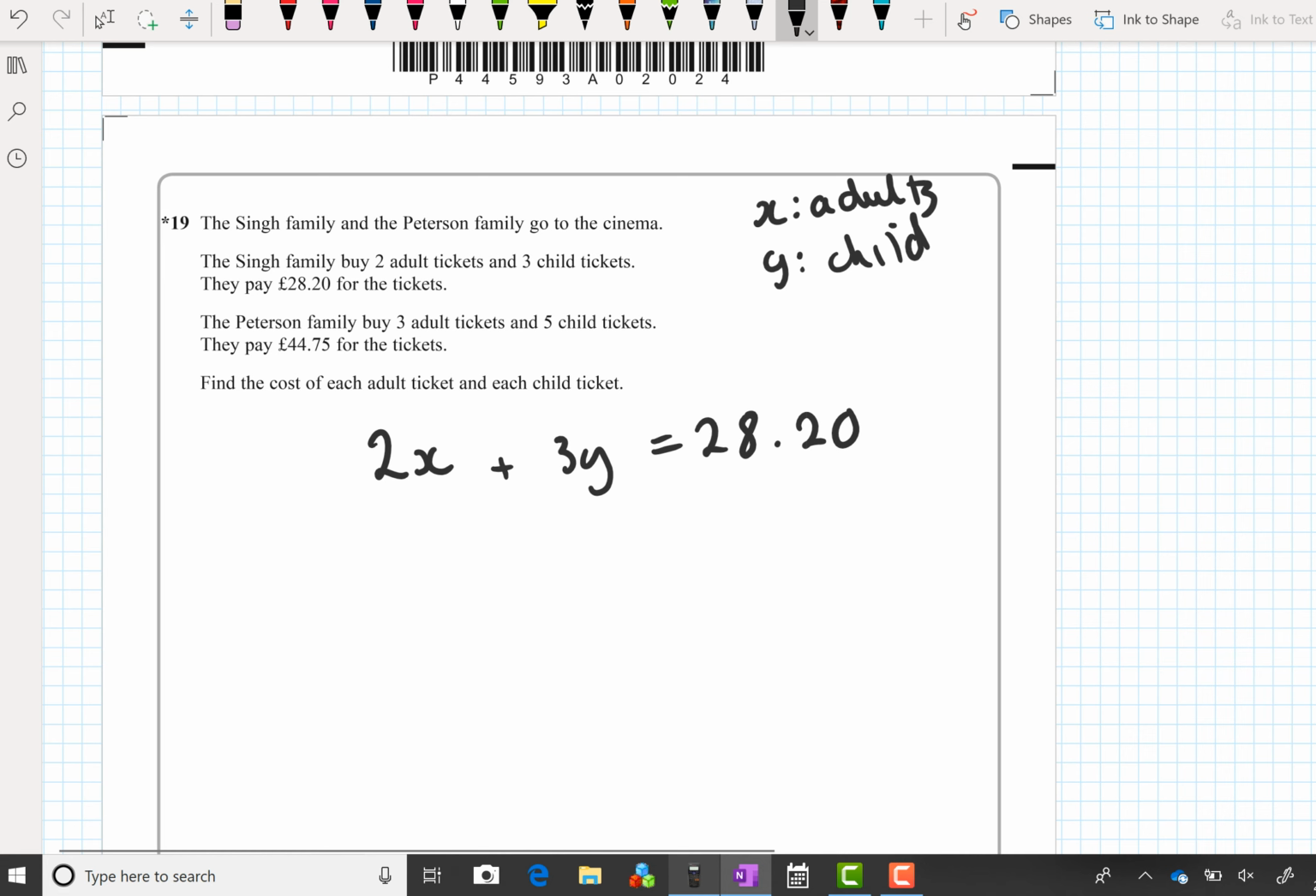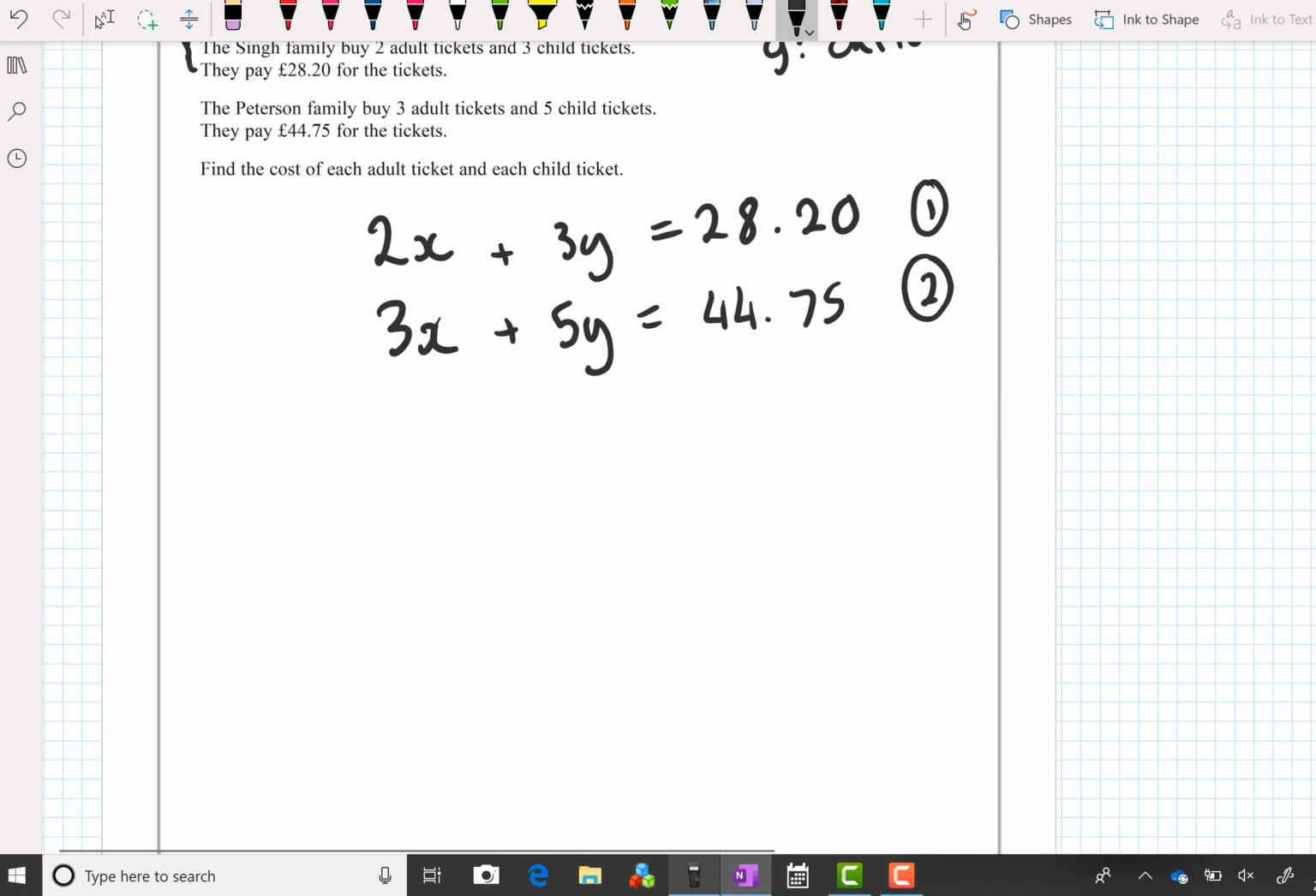The Peterson family buy 3 adult tickets and 5 child tickets. They pay £44.75. Oh, we've got simultaneous equations. Find out the cost of each adult ticket and each child ticket. Well, already just by writing it like that, you can see straight away it's formed 2 simultaneous equations. 1, 2. Strategy here, let's make the x's the same or the y's the same, it's up to you.